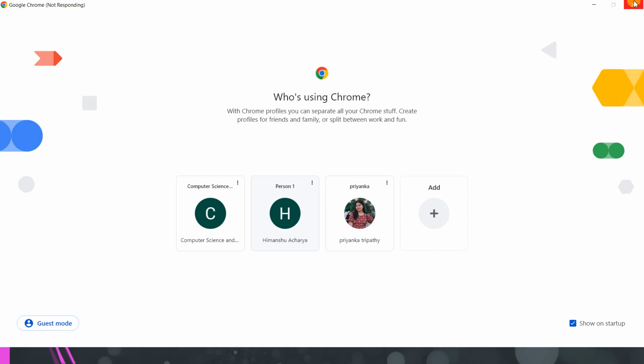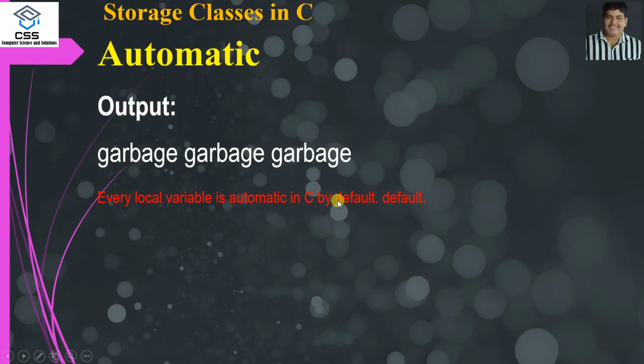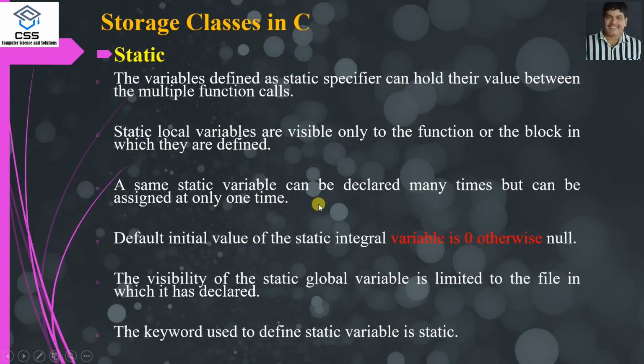Now comes to static. The static storage class specifier holds the value between the function calls. The static local variables are visible only to the function or the block where they are defined. The same static variable can be declared many times.